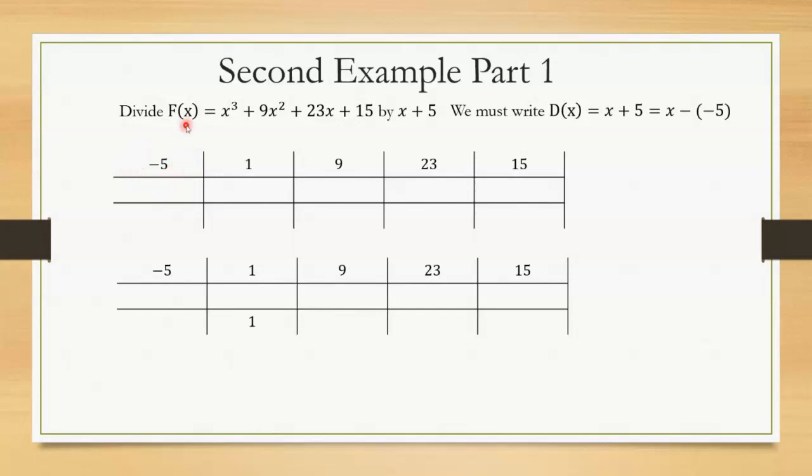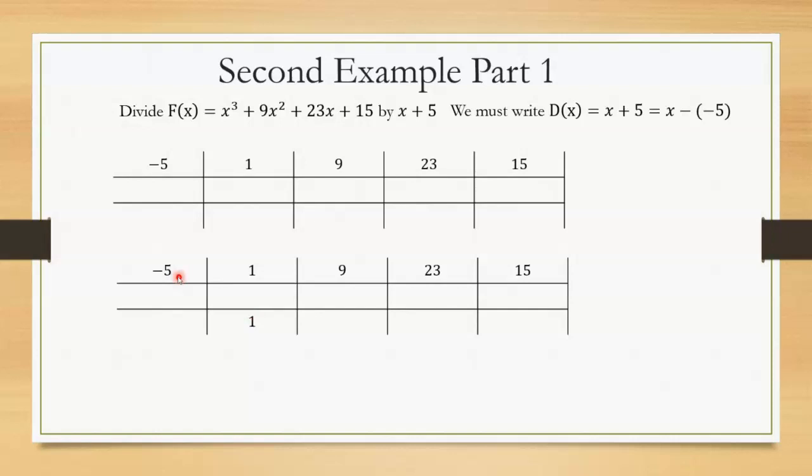And then just like before with capital F of x, we have, again, the coefficients. Each one gets its own column. So we have 1x cubed, so that's a 1. 9x squared, we have 9. 23x is 23. 15 is 15. And now we just do the process, right? So this one's going to come down, as you can see.